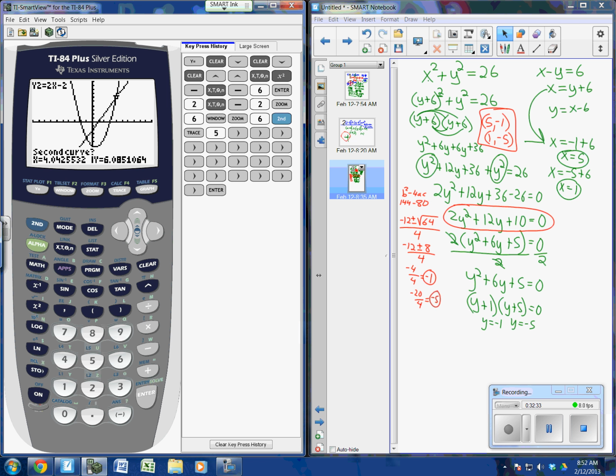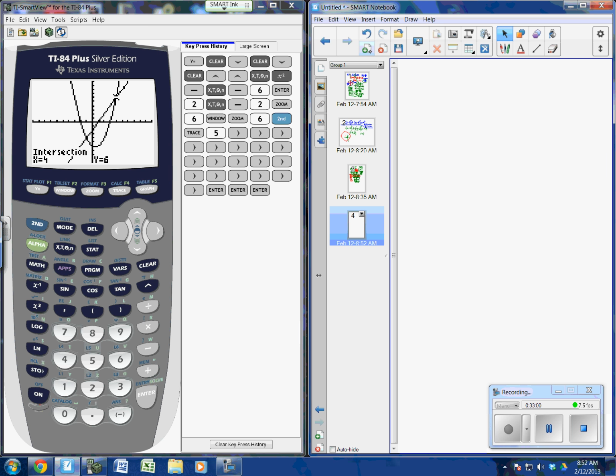Now it's asking me for a second curve guess. Well, guess what? It's already there, isn't it? Enter. That's how they designed the calculator. Third one is the overall guess. Well, we're about right where they intersect. All you have to do for a guess is get close to where they intersect. Just close. You don't even have to be right on. Because it wants to know which one you're trying to find. And my answer is 4, 6. So right here, for problem number 1, I found where they intersected. One of them is 4, 6.